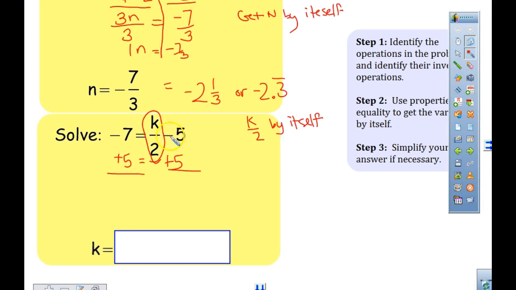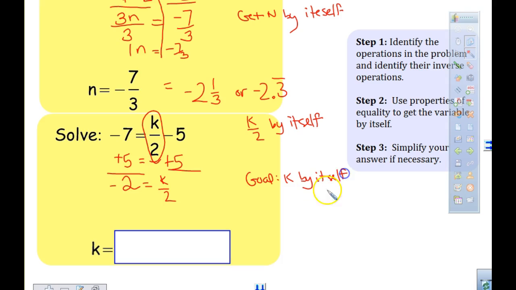Once I've done that, I have negative 7 plus 5. I'm going to end up with what? Negative 12. Careful. Wait, no, we subtract. We do subtract. So, negative 2. Because the signs are opposite, we have to subtract. We are still left with this k divided by 2. Our goal now is to get k by itself. It is k divided by 2.